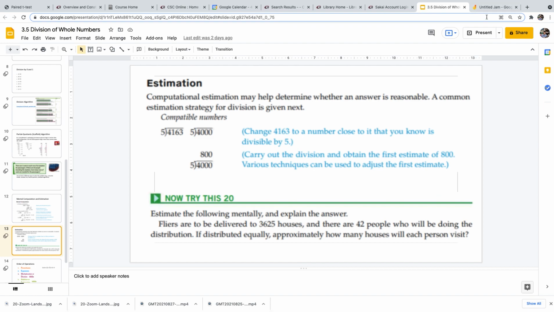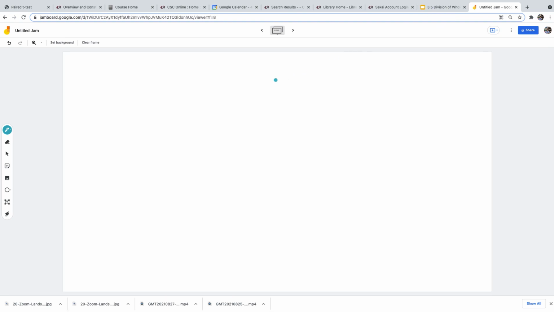3,625 by 42. Okay, so there are 3,625 houses and the delivery man number is 42. So we're gonna divide the 3,625 by 42. But we just need to estimate it, right? So how would you change this number?